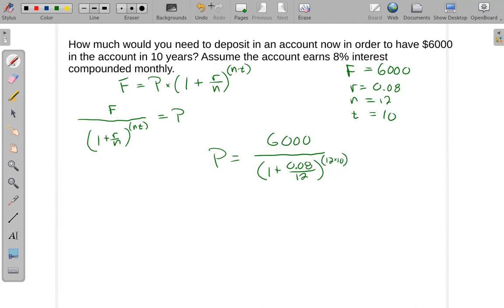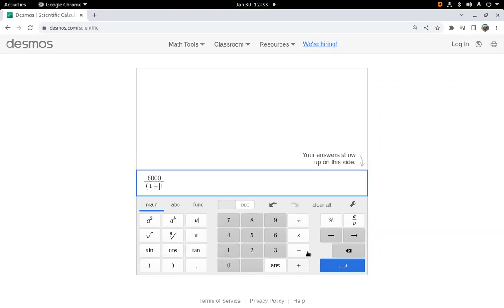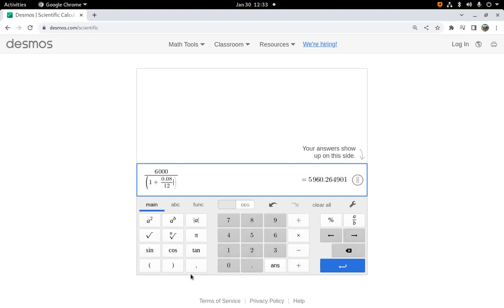Let's try that on our calculator. So I have my 6,000 divided by parentheses 1 plus my 8% divided by 12. Let's arrow over so we can put the parentheses in the right spot. On this scientific calculator for Desmos, you definitely need parentheses to get both the 12 times the 10 in that power position. Without the parentheses, it won't happen.